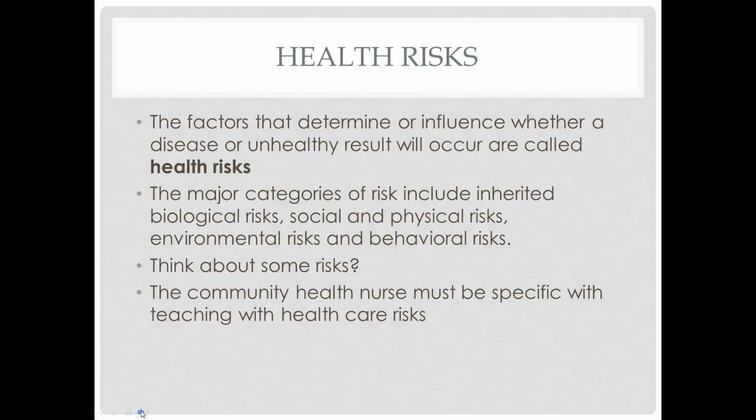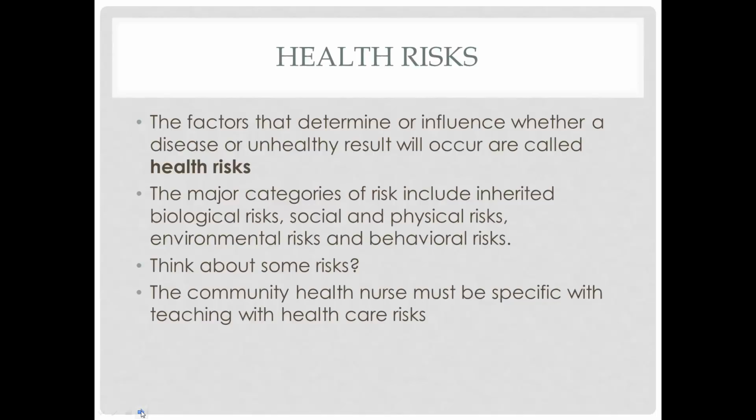And the major categories of risk include inherited biological risks. They could be social and physical risks, like violence in the community, or environmental risks, living in older homes with lead in the homes, or living in substandard housing without adequate water, heat and lights and those sort of things, or it could be behavioral risks. So try and think about some of your own risks, because that'll help you remember what health risks are.